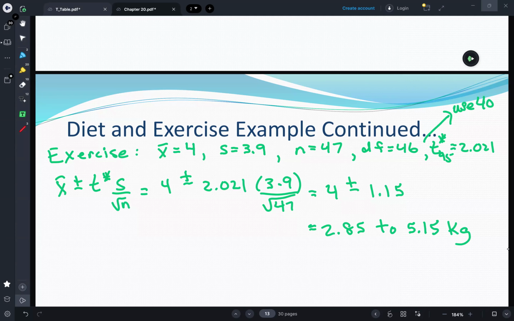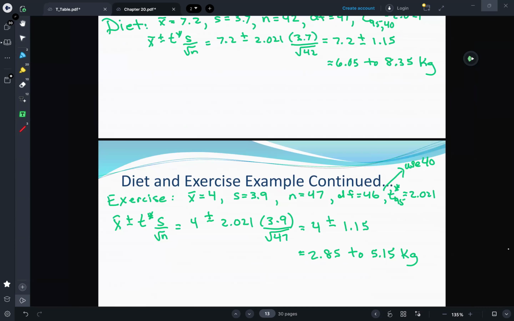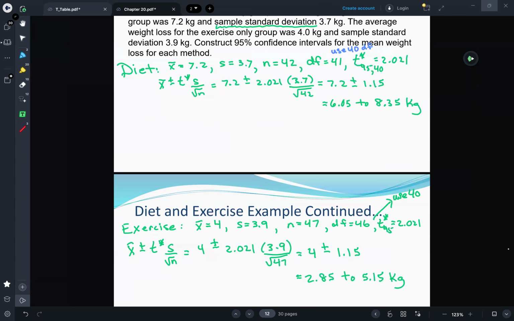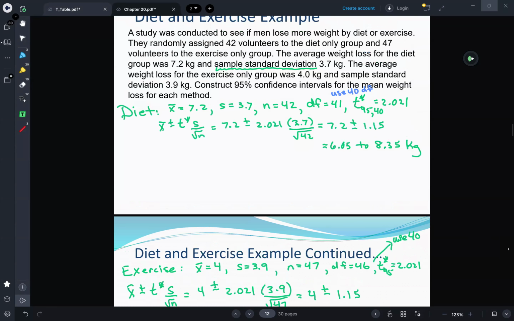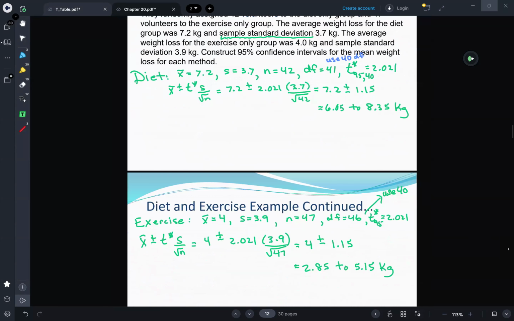And so if you compare those two, I'm just going to shrink it down, and you can see which one was better, the diet or the exercise. Better meaning more weight loss, right? Diet or exercise? Yes, diet. They lost more. They lost between 6 and 8 kilograms, where for the exercise, it was 2 to 5. So the ones with the diet only, for this study, actually lost more.